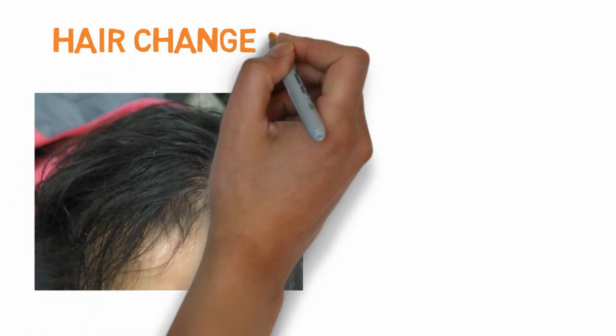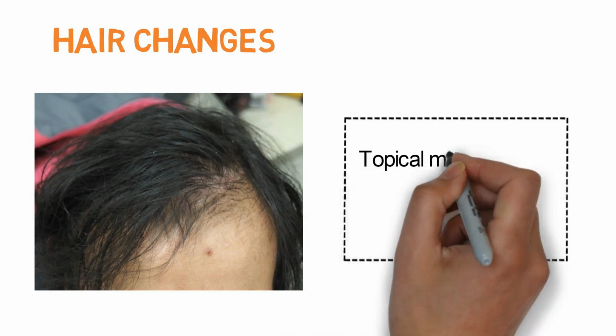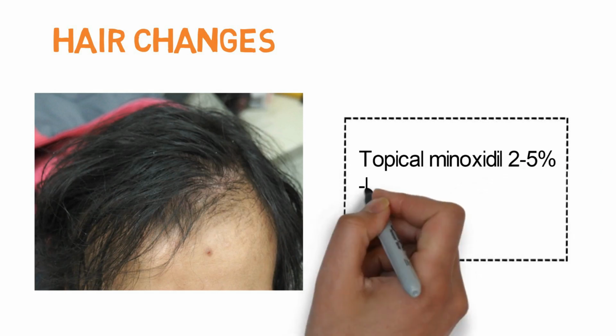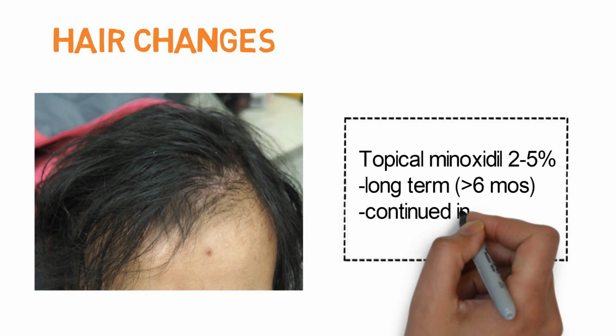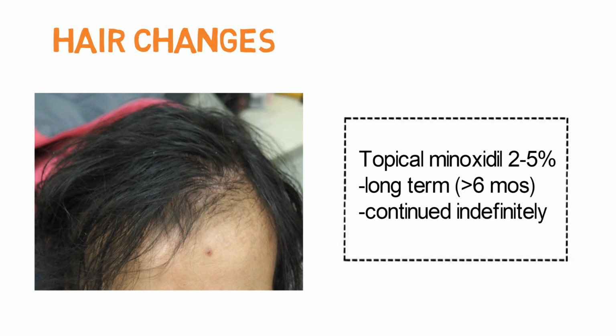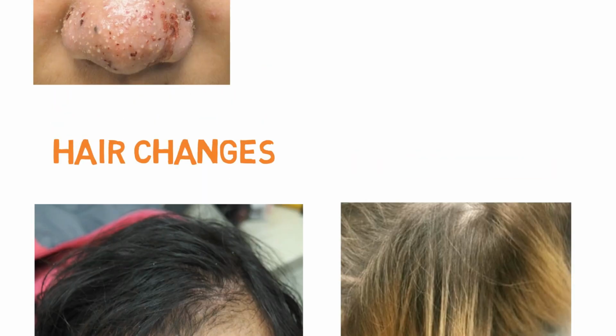Non-scarring alopecia can be treated with topical minoxidil 2 to 5%. Long-term treatment, usually for 6 months or more, is required to observe any improvement. Treatments must be continued indefinitely to maintain these improvements. Other changes to the hair seen with MEK inhibitors include changes in hair color.